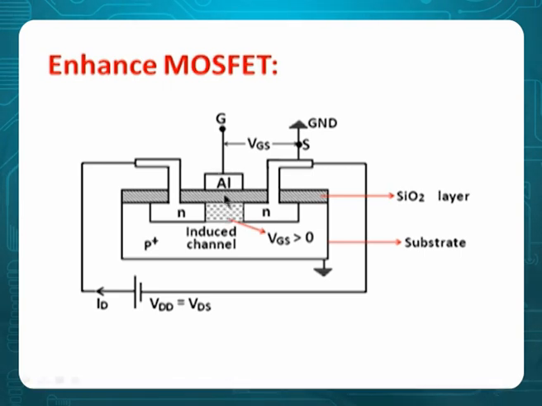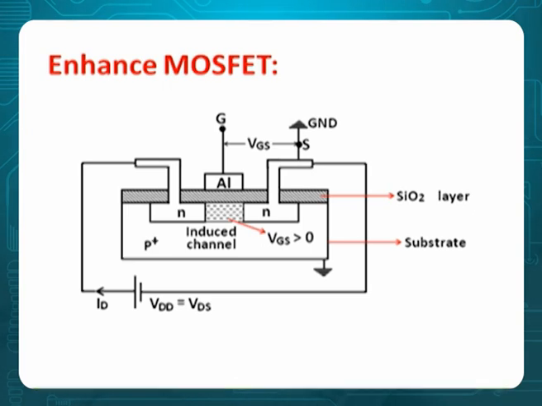The answer is very simple. This is a metal, this is a silicon dioxide layer, and this is another semiconductor. These two are acting like capacitor plates, and therefore when you give positive, negative is induced. When you give negative, positive carriers are induced. Therefore, capacitor action is working there.